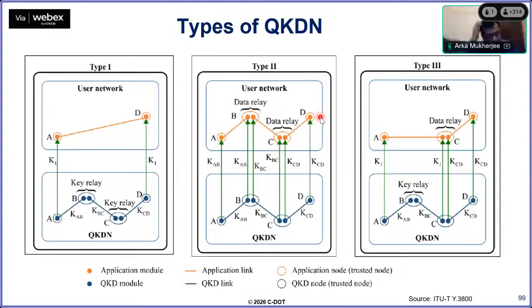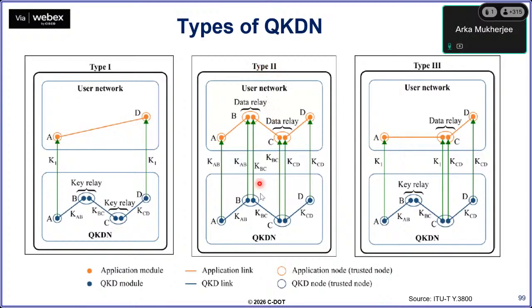So there are three types basically. These types are very simple because they define only how the relay nodes are placed. As I told yesterday, due to the fiber loss there is a distance limitation, and we need to have key relays in between. So in QKD network type 1, you can see that between A and D there are two key relays. But in the user network, they are directly connected because there you can put optical amplifiers or the like. So this link can be long enough so that it can go from A to D directly.